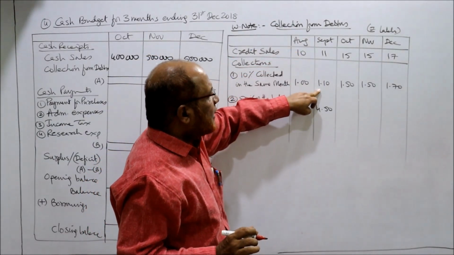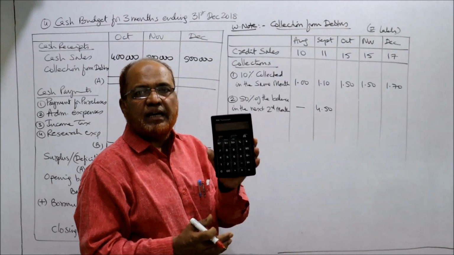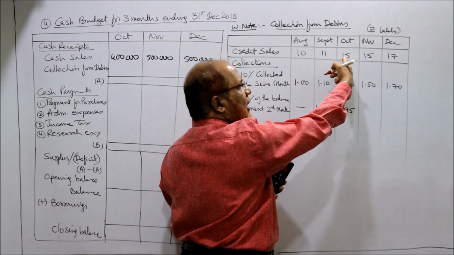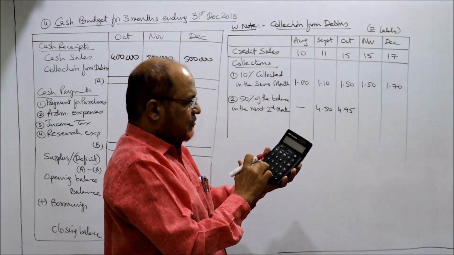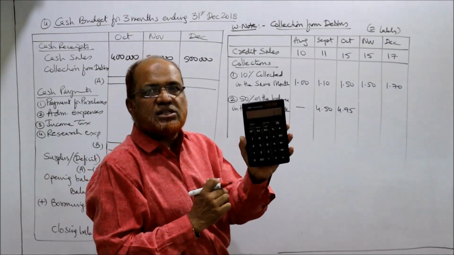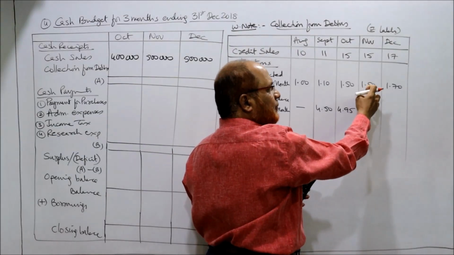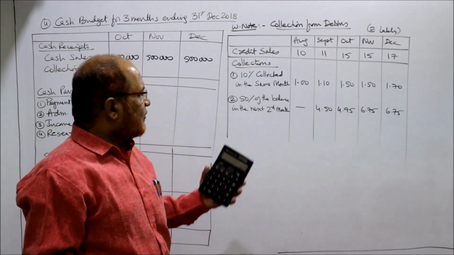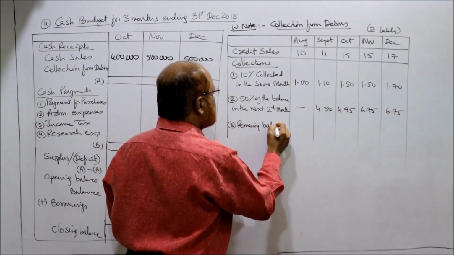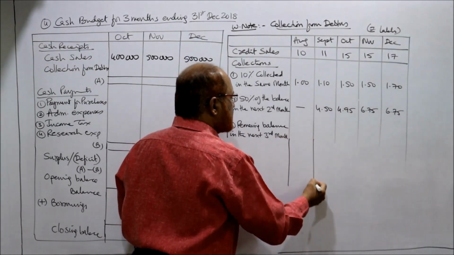Similarly, out of 11 lakh, 1.1 we have recovered. So 11 minus 1.1 is equal to 9.9. Now 50% of this 9.9 is 4.95. Similarly, out of 15, 1.5 we have recovered. 15 minus 1.5 is 13.5. Half of this 13.5, 50%, is 6.75. Same for the other 15 lakh: 1.5 removed, so 13.5, and half of it is 6.75. That's all. So we have taken 50% of the balance in the next month. Remaining balance in the next third month.